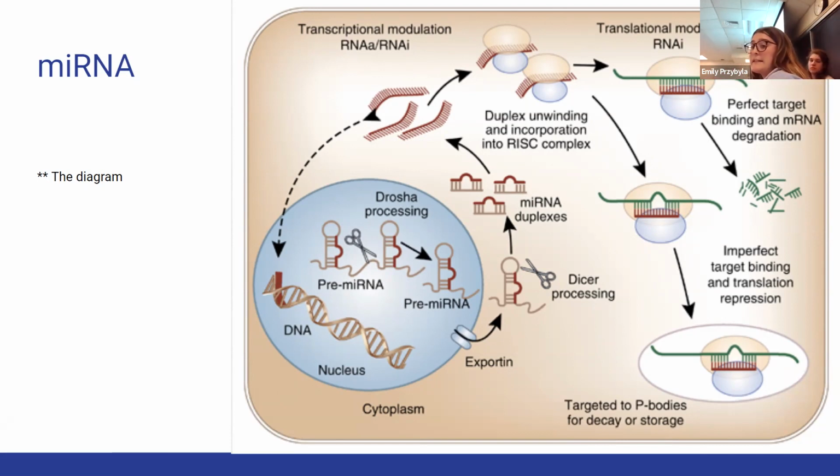But if there is exact base pairing between the guide strand and the target mRNA strand, then the strand will just be immediately degraded by Argonaute. The reason for the imperfect base pairing is that it allows one guide strand to target multiple different pieces of mRNA throughout the cell. Any questions about the miRNA process?